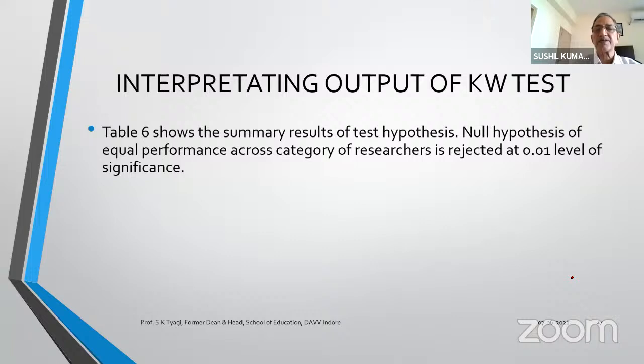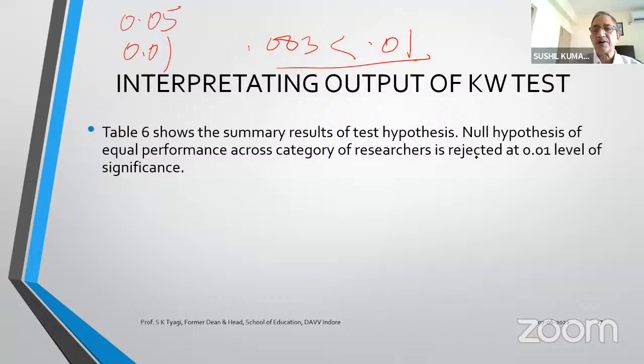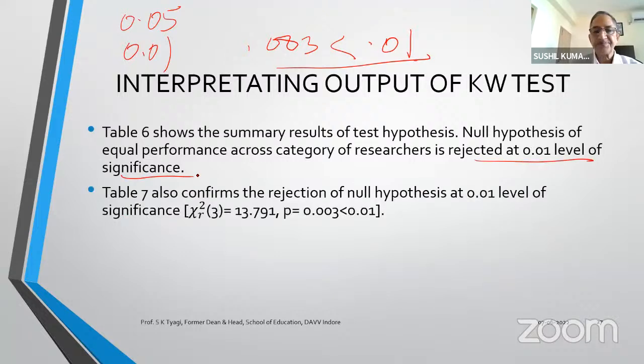Table 6 shows the summary results of the test of hypothesis. The null hypothesis of equal performance across categories of researchers is rejected at 0.01 level. Even at 0.01 level we can reject, because 0.003 is less than 0.01. You take two levels of significance. One is 0.05, second is 0.01. So it is less than even 0.01. Therefore, it is rejected.